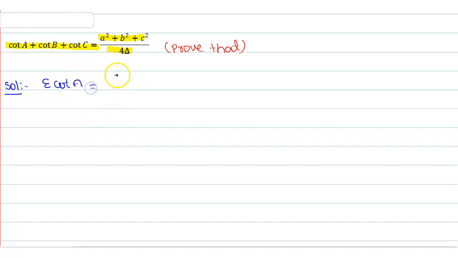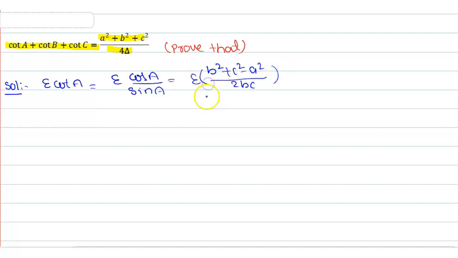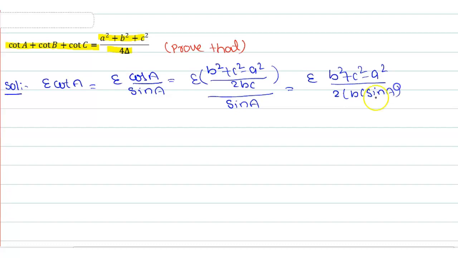So this is equal to summation cot, which can be written as cos A by sin A. By the cosine rule, cos A can be written as b square plus c square minus a square by 2bc. This is the formula for the cosine rule. By sin A as it is. This is equal to, I can take this 2bc into the denominator, summation b square plus c square minus a square by 2 times bc sin A.